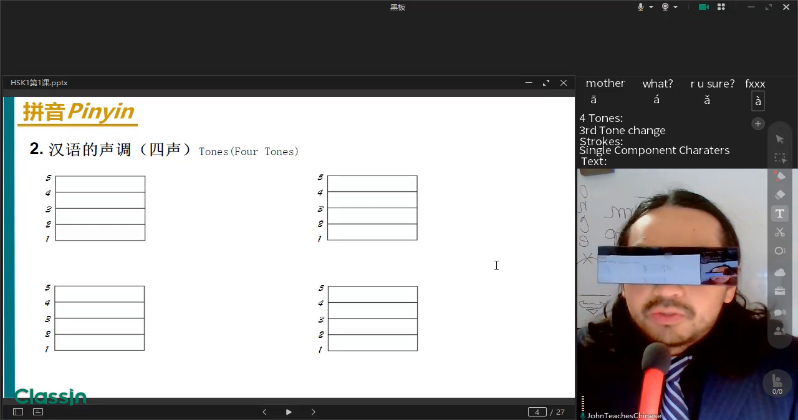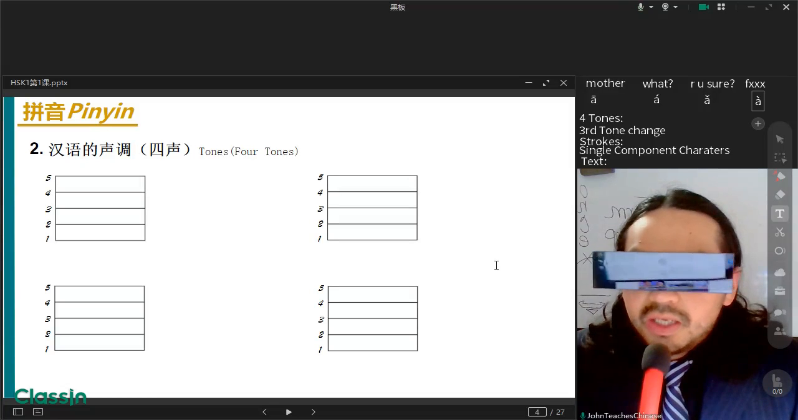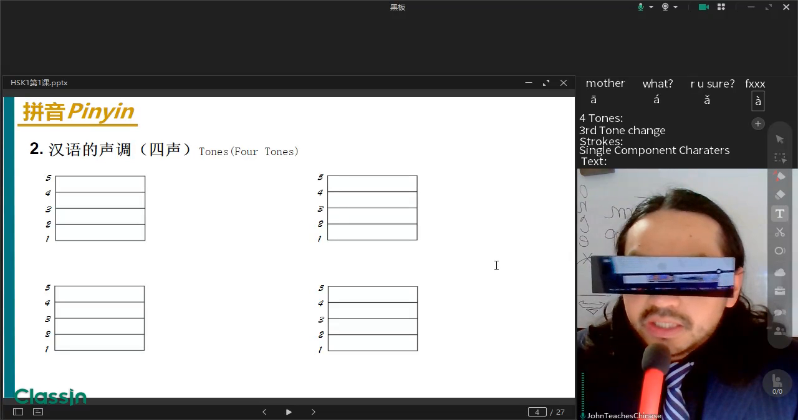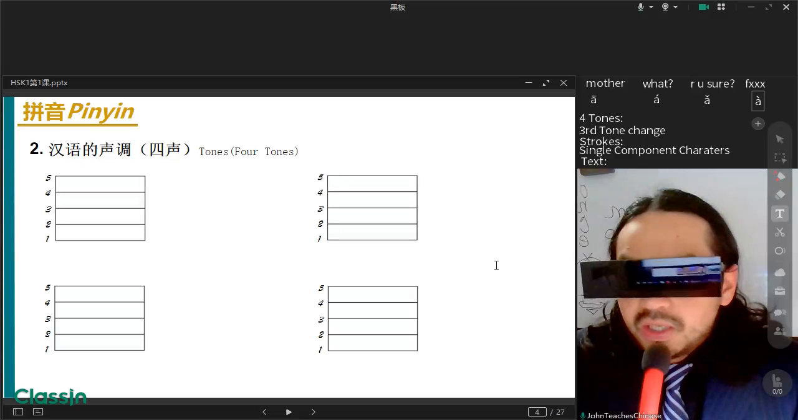Okay, welcome back to Join Teaches Chinese. In this small lesson, I'm gonna teach you how to master the four tones in the Chinese Mandarin language.